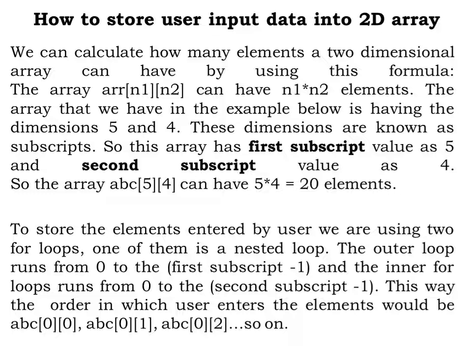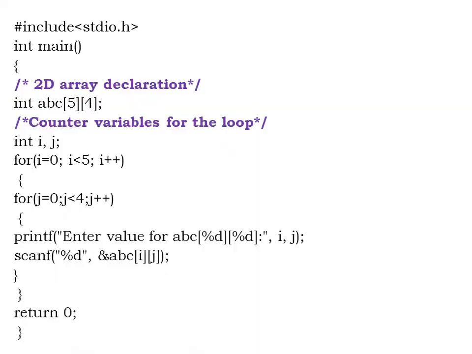So let us demonstrate this with a simple C program. Here we have a simple program to demonstrate how we read the values from the user and store them in a two-dimensional array. Inside the main function we have a declaration of a two-dimensional array. The array name is ABC, of type integer, which has 5 rows and 4 columns. So we are going to read a total of 20 elements and store them in the array.